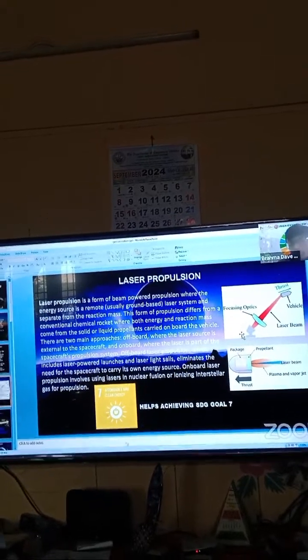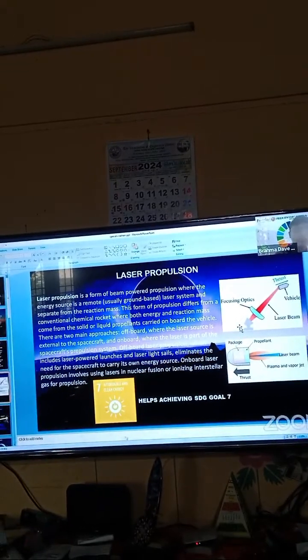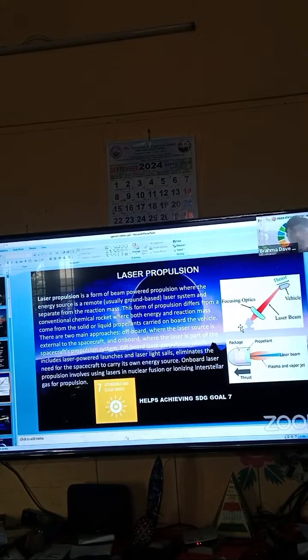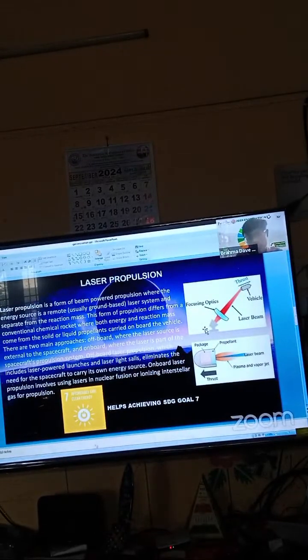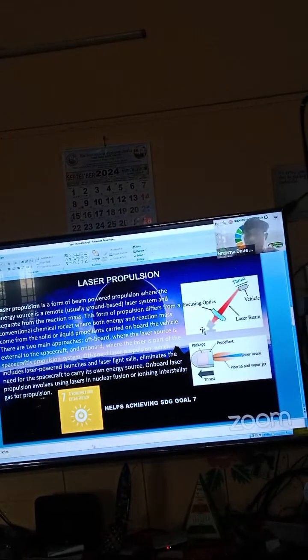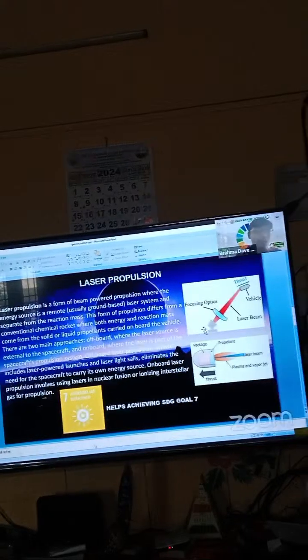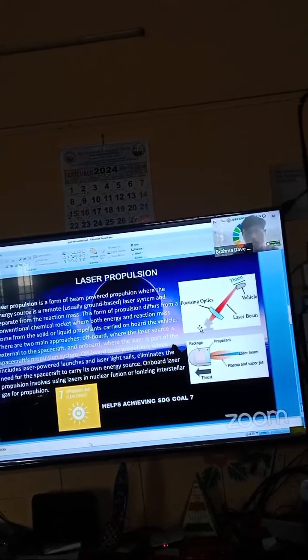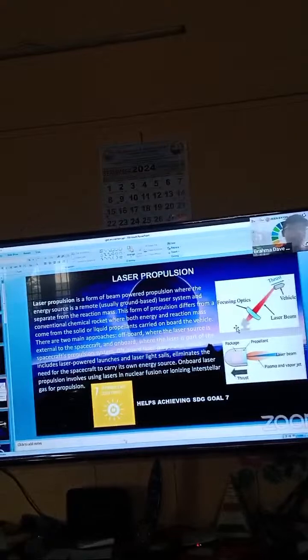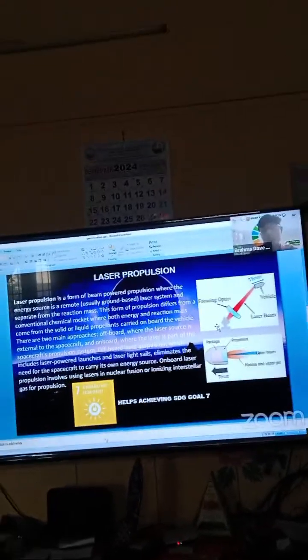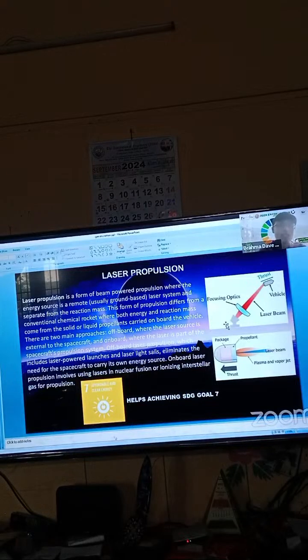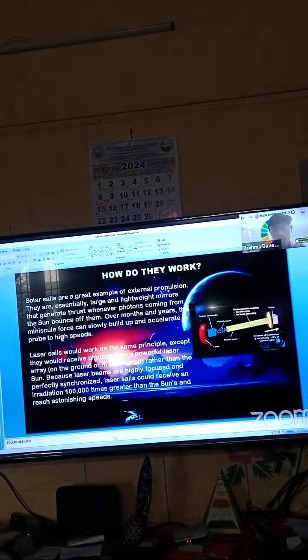Another advantage is that we can fulfill SDG goal number 7, which aims at providing affordable and clean energy. It might sound crazy, but laser propulsion costs millions and billions of dollars, which might not be affordable with the current technological advancements we have right now. But I can assure you that it is clean energy. It's not creating any sort of pollution, which makes this a clean source of energy. So moving on to the next slide, how do they work?